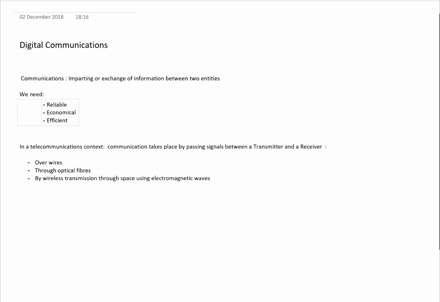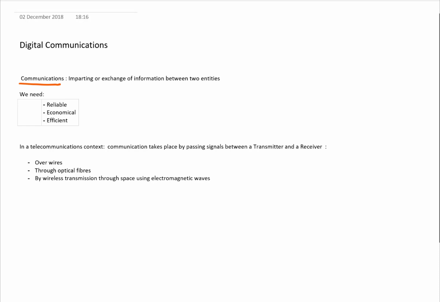So, to start off, I will be defining what communications is. Basically, it's imparting or exchanging information between two entities. Animals, humans, everyone needs to communicate, but especially us, we need them to be reliable, economical and efficient.